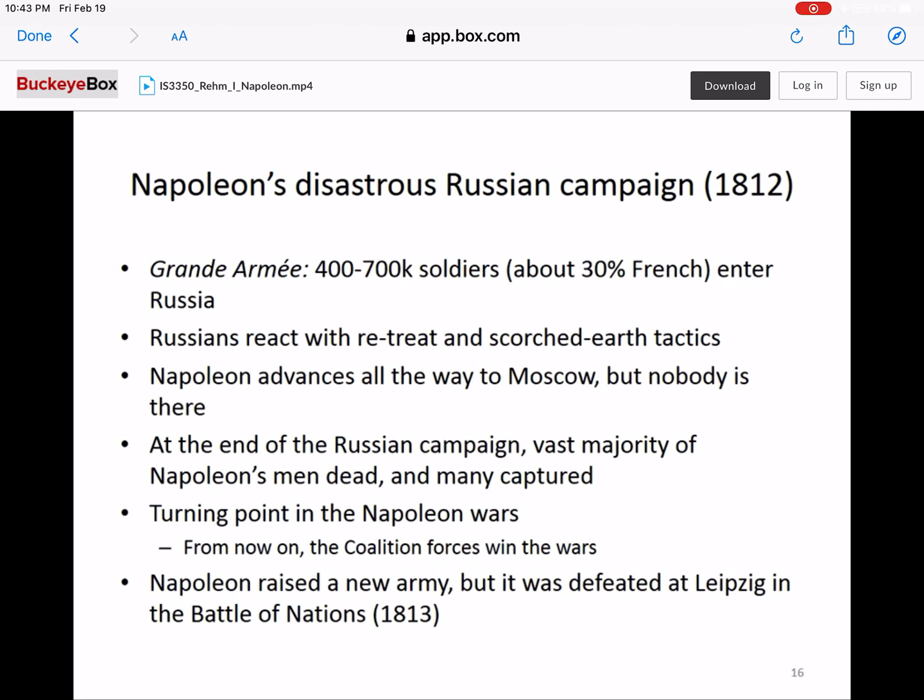And while there are battles along the way, Napoleon advances all the way to Moscow, but Moscow is essentially empty, and so eventually he has to return. And along the way, both towards Moscow and out of Moscow, back to Poland, essentially, most of the army that Napoleon put together will perish. And this becomes a turning point in the Napoleonic Wars. From now on, the coalition forces will actually win the wars until Napoleon is finally defeated in the Battle of Nations at Leipzig in 1813.